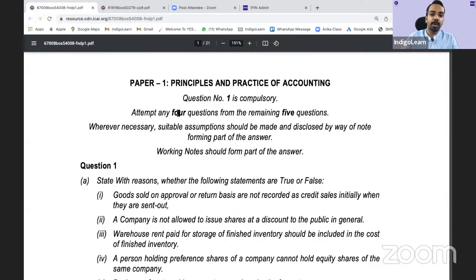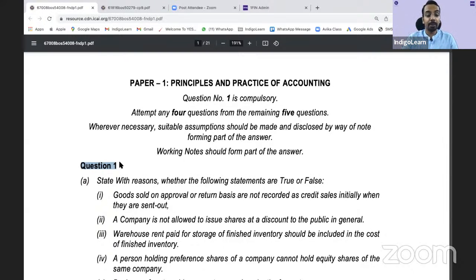So as soon as you get the paper, you don't read question number 1, because whether you read it or not, you do not have a choice. You have to write this question. So don't waste your time reading and analyzing it. The first 15 minutes of your time should be to analyze the remaining 5 questions and decide which one you will not write. Okay, which one will you not write?